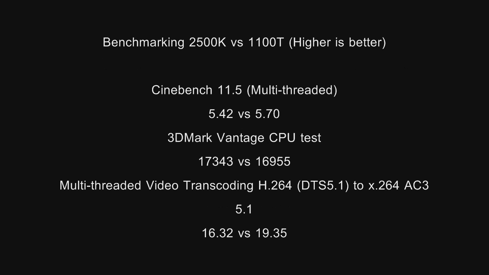Benchmarking of the 2500K versus the 1100T, as you can see here, is some results that I've found. And the higher the better on all of these. Cinebench 11.5 multi-threaded, you have 5.42 versus 5.7. 3DMark Vantage CPU test, you have 17,343 versus 16,955. And on a multi-threaded Handbrake video transcoding test, you got 16.32 versus 19.35. So as you can see, the 2500K does come ahead sometimes, but it does fall behind on certain multi-threaded synthetic benchmarks.